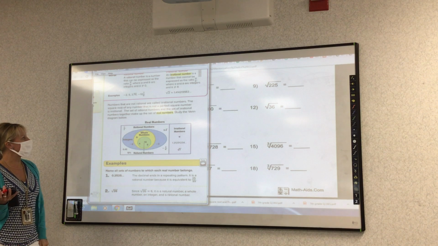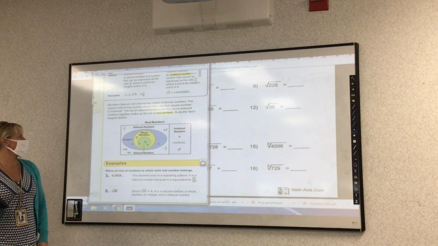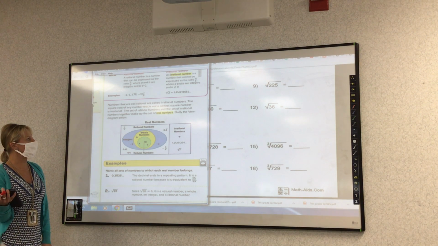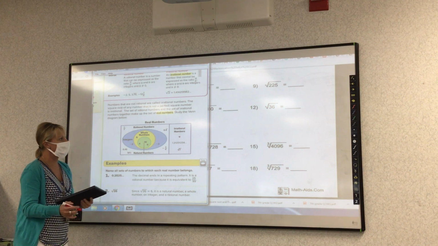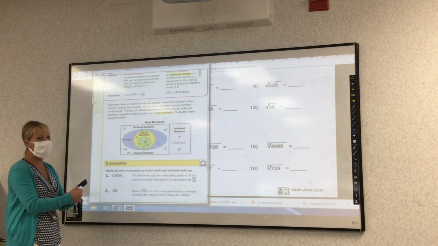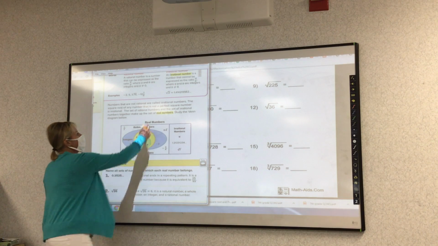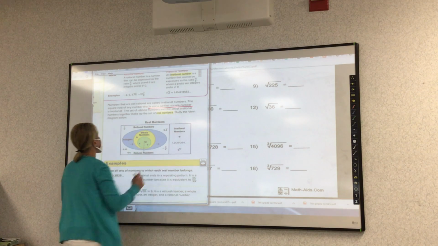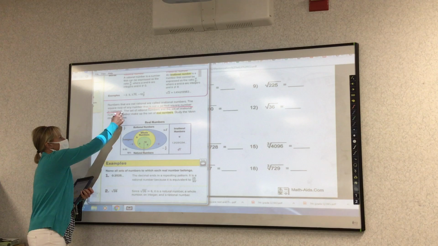So numbers that are not rational are called irrational. The square root of any number that is not a perfect square number. I want you to underline that in your book. Not a perfect square number is irrational.